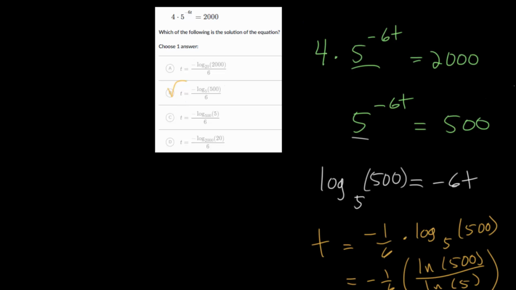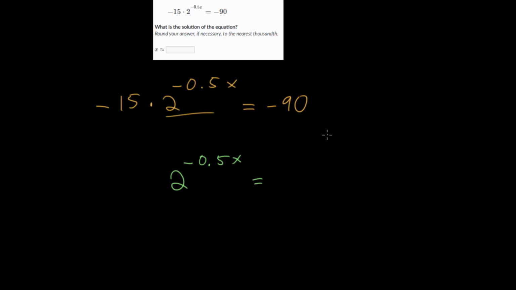And let's do one more problem like this. Let me just rewrite it. We have minus 15 times 2 to the negative 0.5x equals negative 90. And we'll start by solving for our exponential term. Let's divide each side by negative 15. So 2 to the minus 0.5x. 15 goes into 90 6 times. The negatives will cancel. And we can rewrite this with log base 2 now.